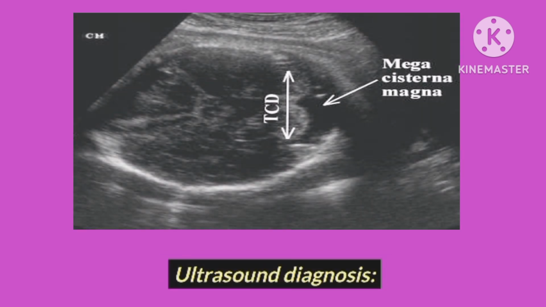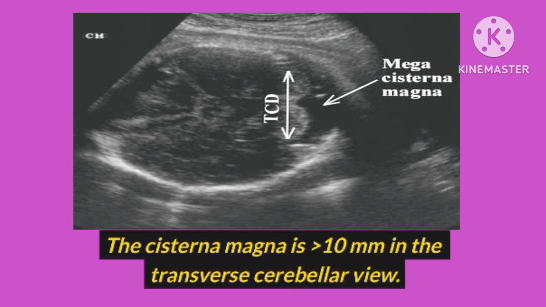Number 16, megacisterna magna. Ultrasound diagnosis. The cisterna magna is greater than 10 millimeters in the transverse cerebellar view. Vermis, normal.